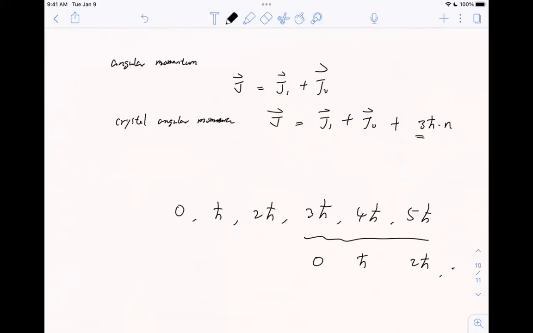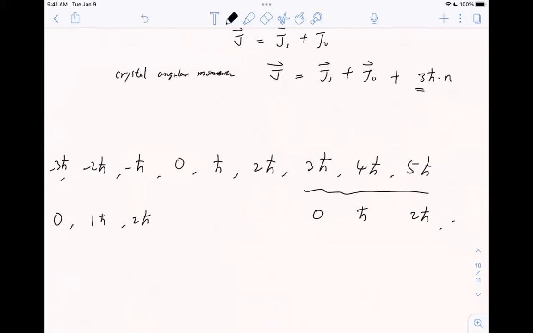Is that okay? Similarly, when you have negative h bar, negative 2h bar, negative 3h bar, then this will be 0, 1h bar, 2h bar. So what does it mean? That means when you consider 2 here, this is just negative h bar, and this is negative 2h bar. They're just the same state. Did you get it?